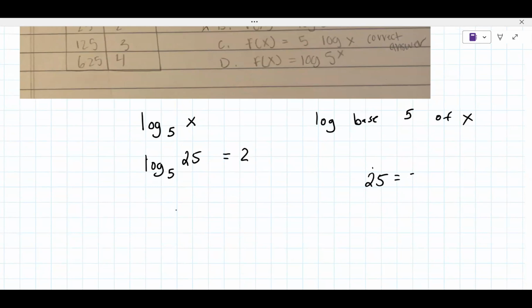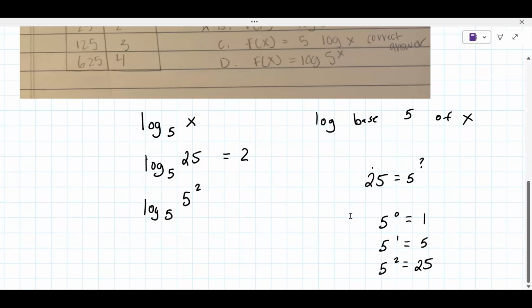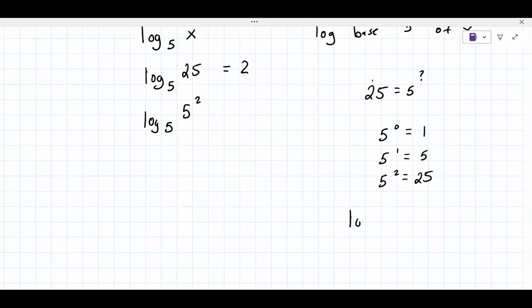25 can be written as 5 to some power. What I mean by that is 5 to some power is equal to 25. So for example, 5 to the power of 0 is 1, 5 to the power of 1 is 5, 5 to the power of 2 is 25. Have you seen that before? Yeah. Okay. So we can replace 25 with 5 to the power of 2.